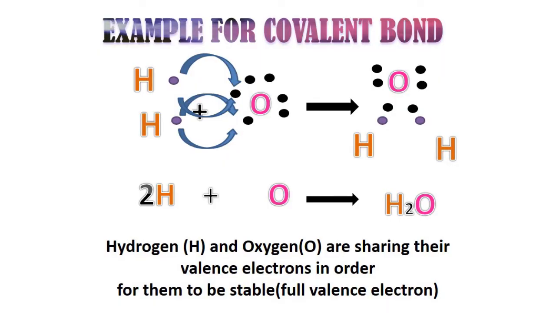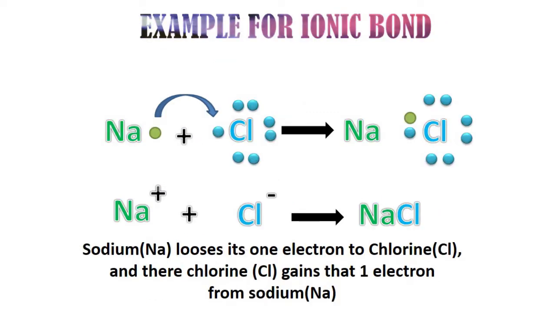Examples for covalent bond: hydrogen and oxygen are sharing their valence electrons in order for them to be stable, or have full valence electrons. Example for ionic bond: sodium loses its 1 electron to chlorine, and the chlorine atom will gain that 1 electron from sodium.